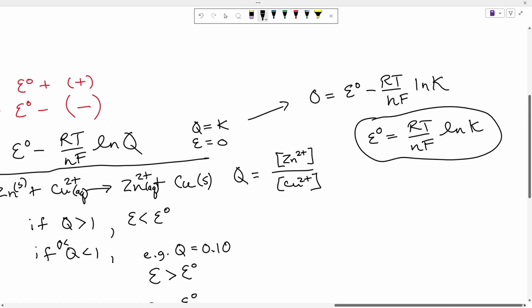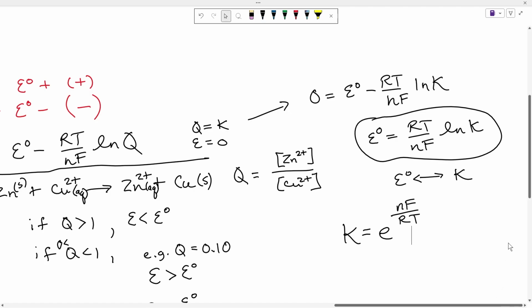I'm pretty sure this formula is written over there already. This is a way to interconvert between a cell potential and an equilibrium constant. In this case, it is solved for cell potential. So if you know your equilibrium constant, natural log times RT over NF. You've got to know N, the number of moles of electrons in that redox reaction. That gives you your cell potential. Conversely, if you solve this for K, that's going to be an exponential. K equals E to the NF over RT. I'm going to let you solve that on your own.